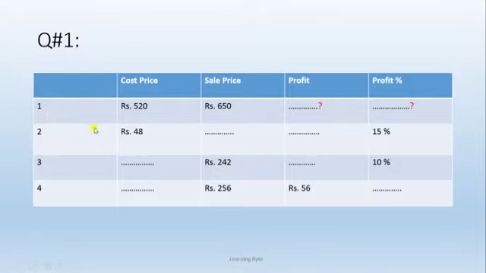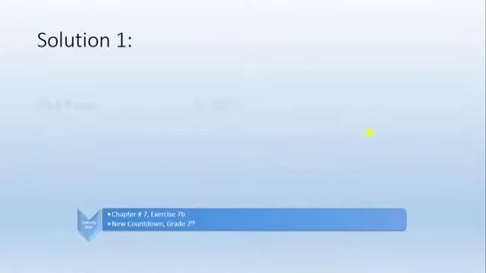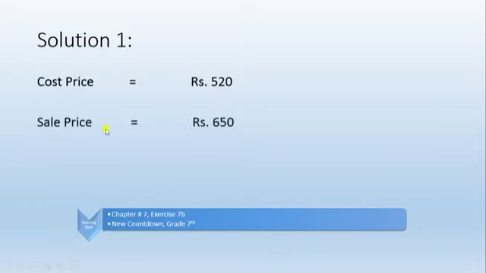Second row contains question number 1, in which we are given cost price and sale price, and we will have to find profit and profit percentage. So let's see how to solve this question and how to find profit and profit percentage. So in the previous table we are given cost price, which is equal to 520 rupees, and then sale price, which is equal to 650 rupees, and we will have to find profit and profit percentage.